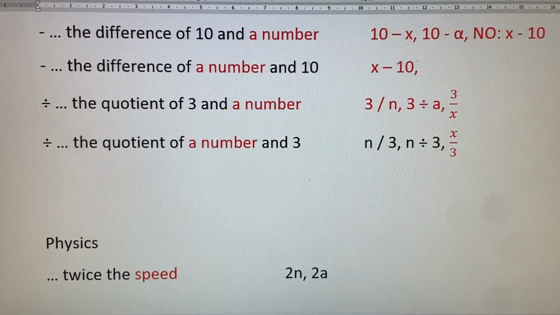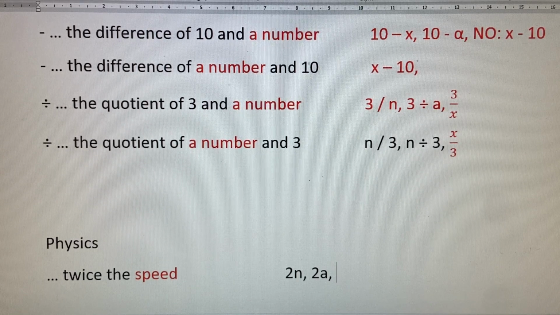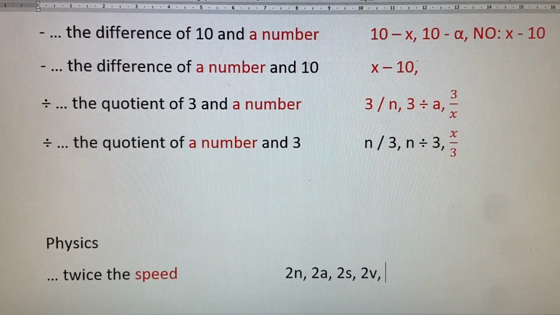Pick any letter for it. Now in physics, or in some word problems, it's usually good practice to write it twice the speed, because the initial of the word matches the letter that is abbreviated into an algebraic expression. Twice the speed, twice the velocity if you want to go fancy, but plain old 2x is just as good, full marks.